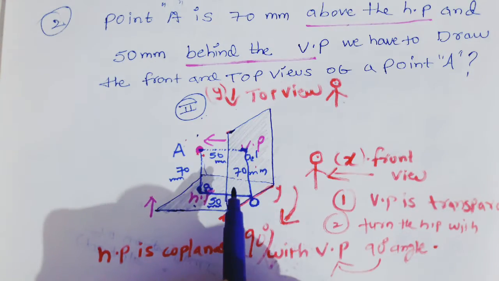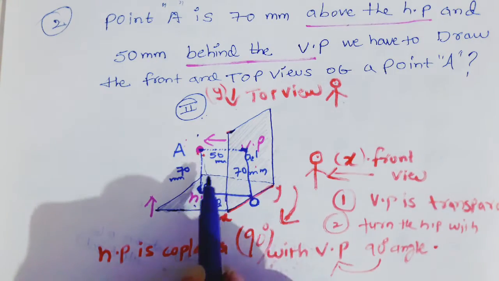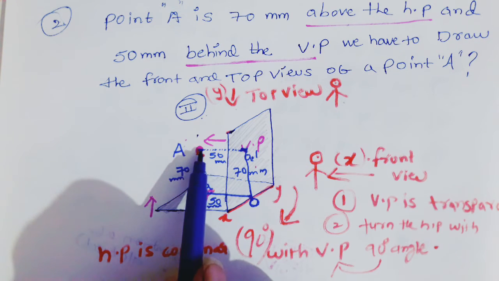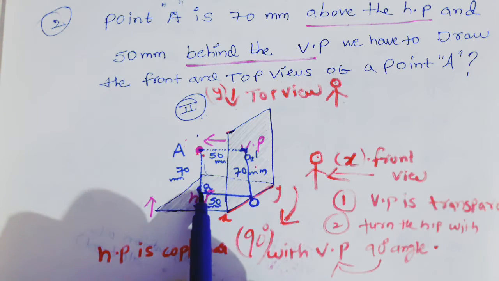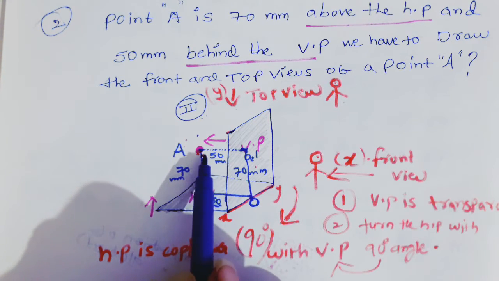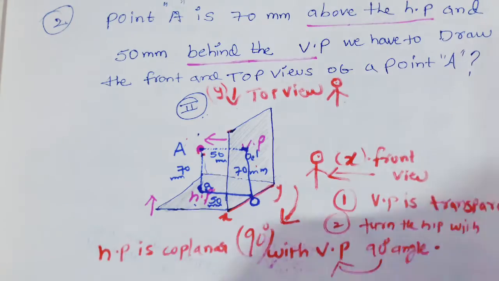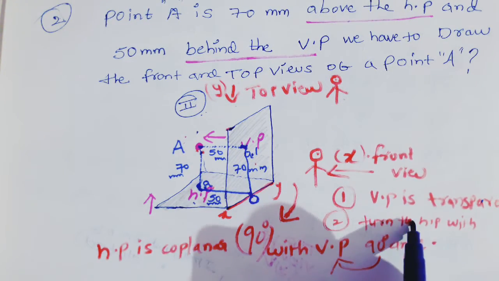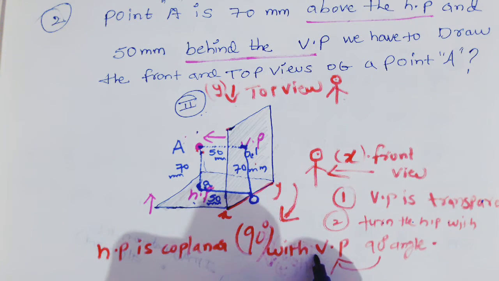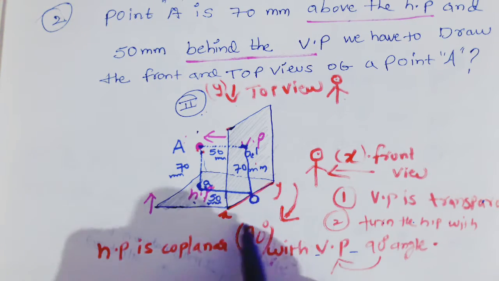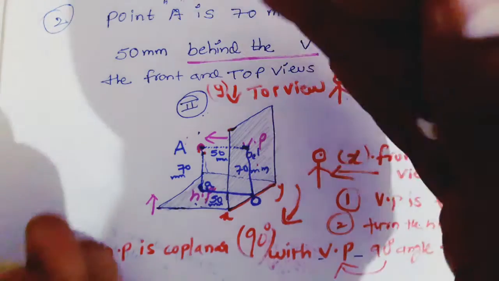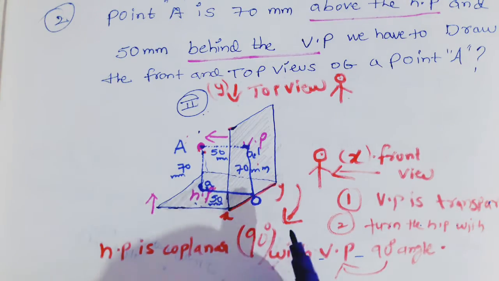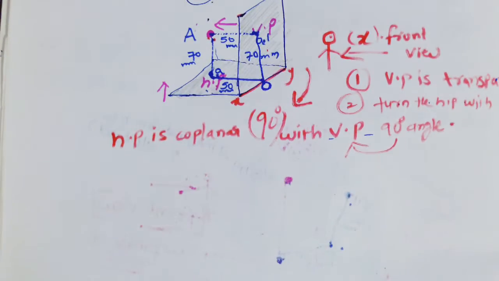But what is the difficulty we will face? You cannot see the projections of these VP and HP of a point. So for that we are thinking that VP is transparent and we have to turn the HP through an angle of 90 degrees. Then the HP is coplanar. So when you turn it, it will become coplanar with VP.